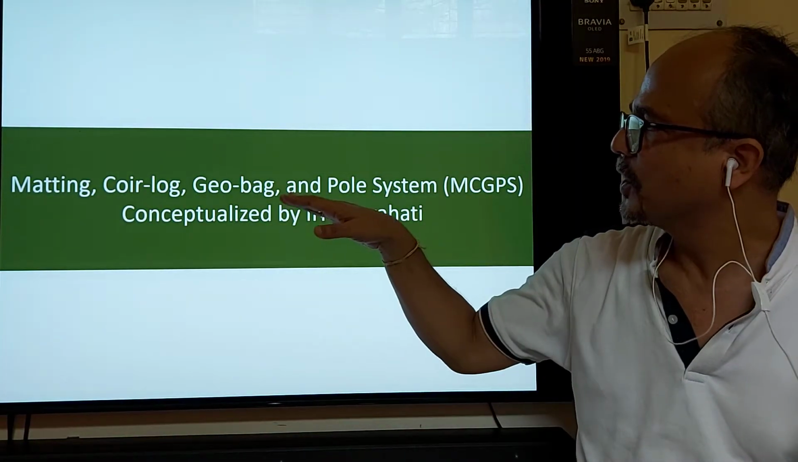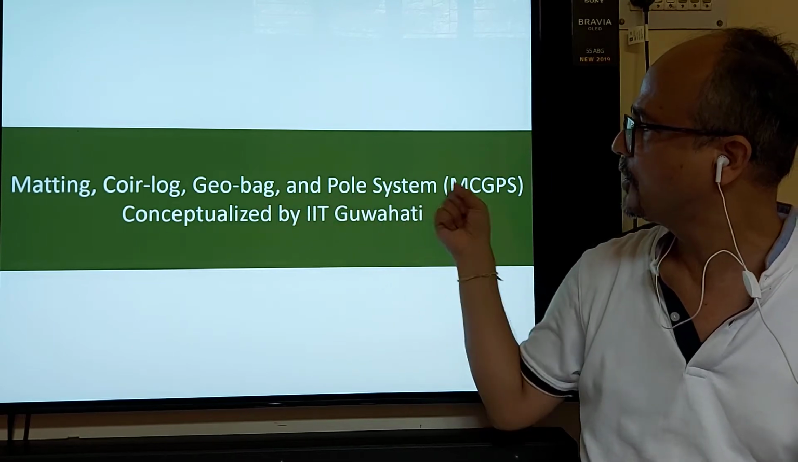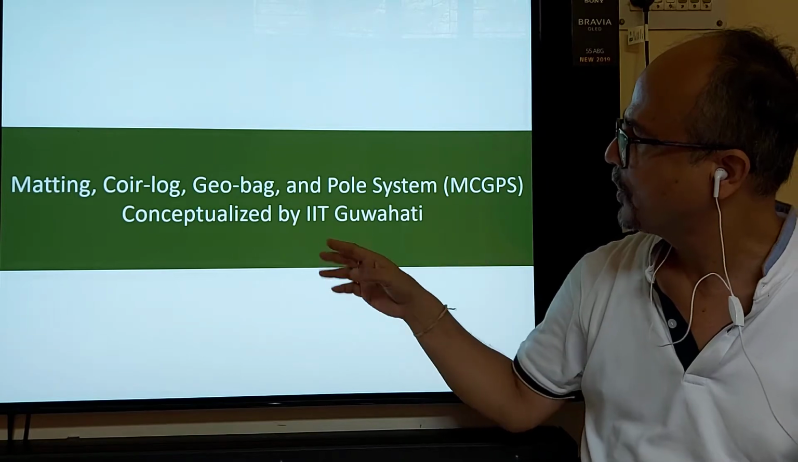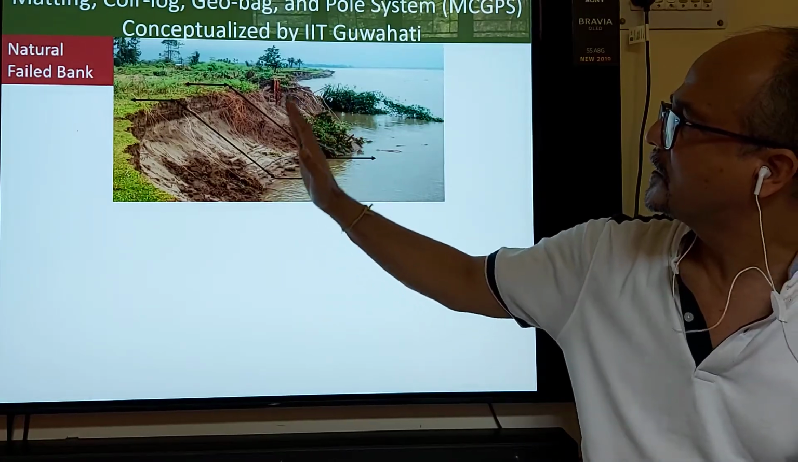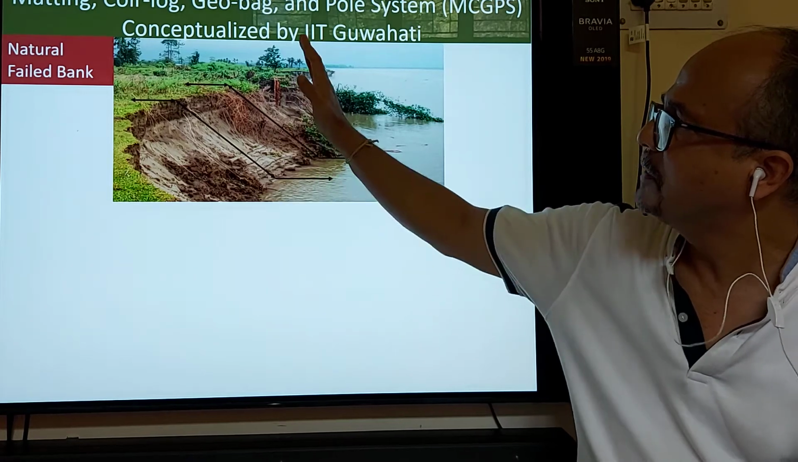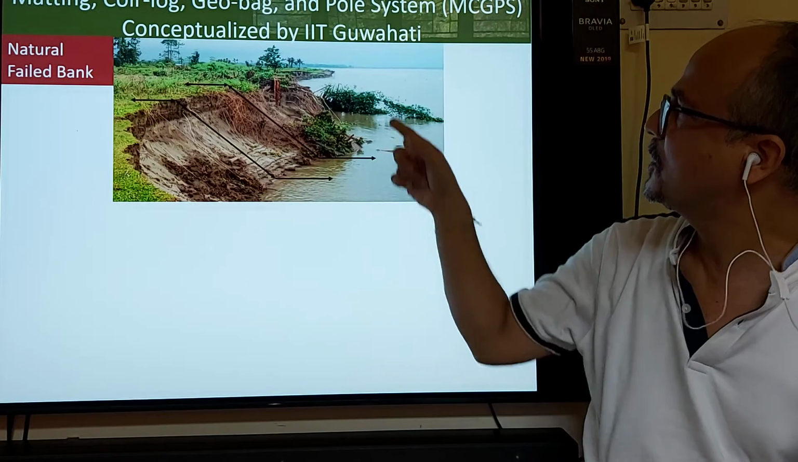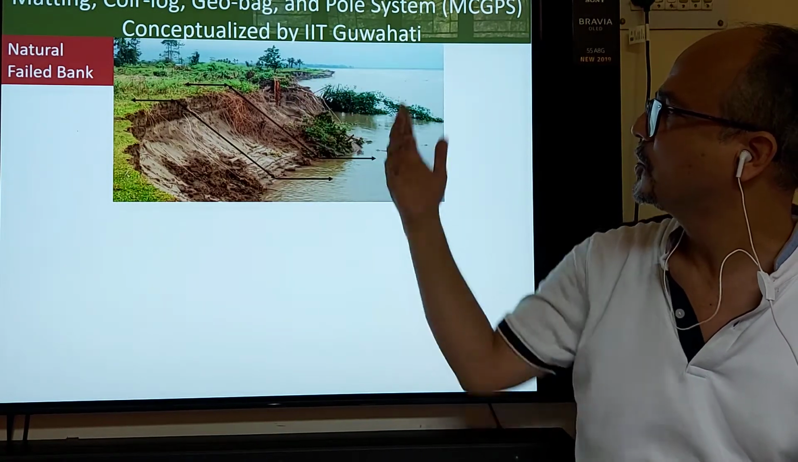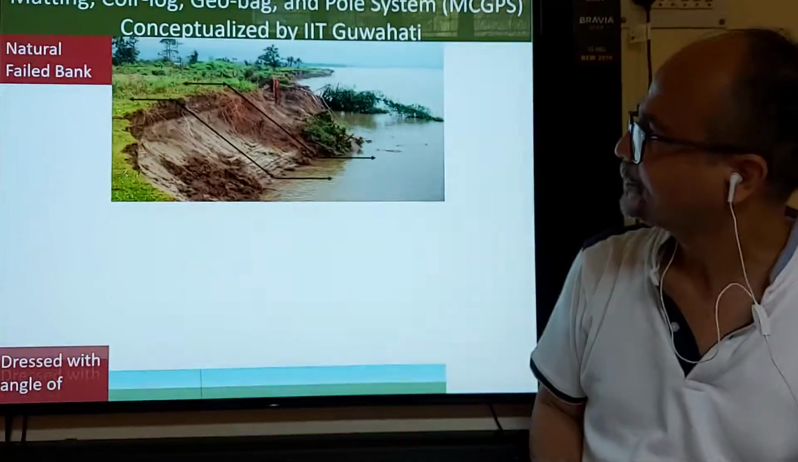Then talking about another system like matting, coir log, geobag, and pole system. We are naming this the MCGPS system that we conceptualized. There you can see the slope, the natural failed bank. In this bank, as I said, bamboo is there, but it is falling because the weight is more. So the cause of failure is like that, as I explained in my previous talk.